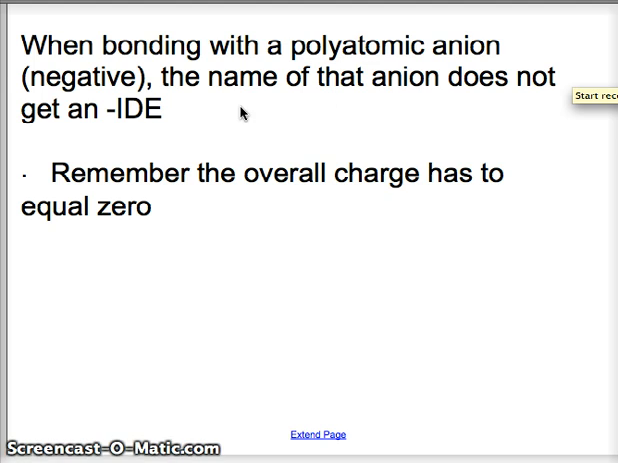When bonding with a polyatomic ion, which is usually negative, the name of that polyatomic anion does not get an IDE, it just stays the same. So magnesium phosphate, you don't call it phosphide, okay? You still have to make the overall charge equal to 0. And that's pretty much it for ionic. We will go into covalent next. You'll be surprised at how much easier covalent bonds are, all right?